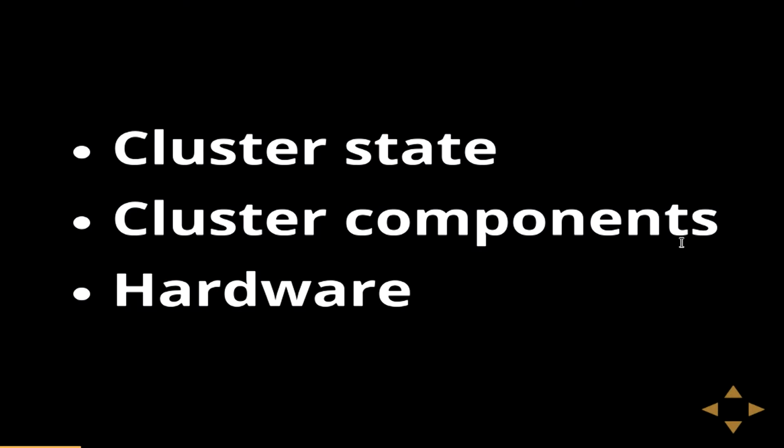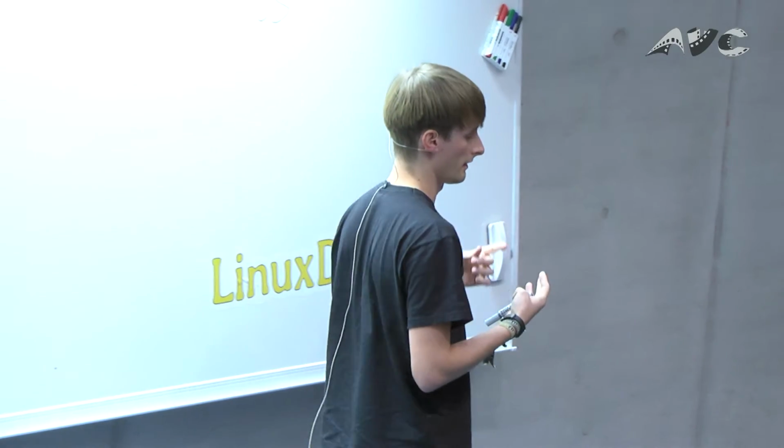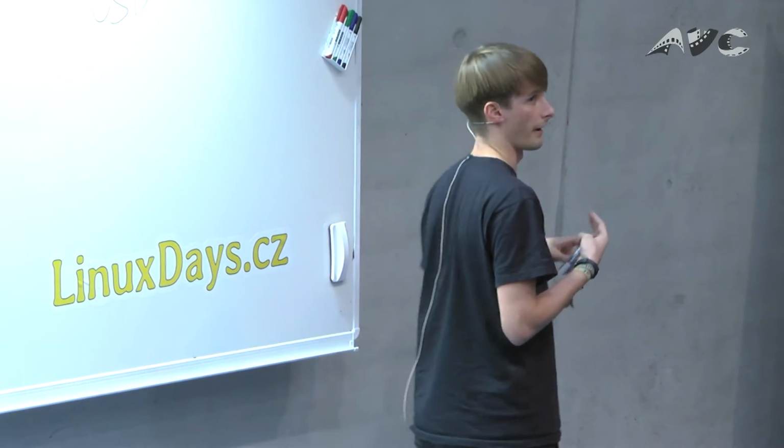And there are three areas which should be monitored by your monitoring solution. It doesn't depend whether it's Prometheus, Icinga, Nagios, or something else. First, you want to know that your cluster is in a good, healthy state. The second one is monitoring of cluster components, because your cluster can be in a healthy state and totally fine, even if some of your components have failed.